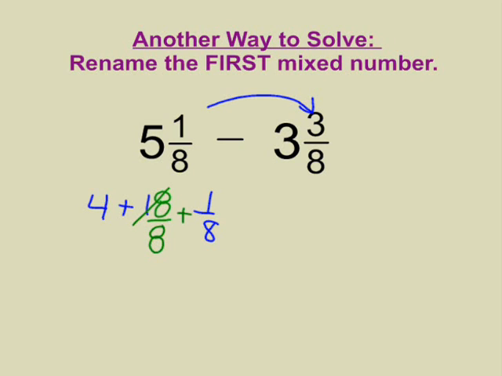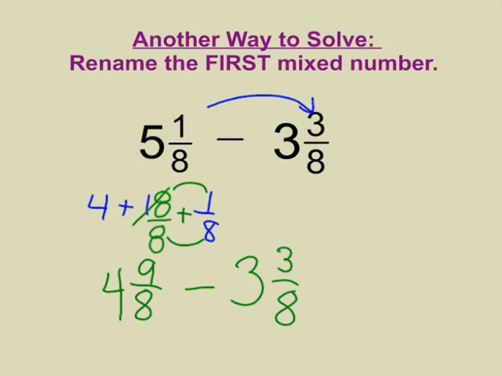So I can add all these together. So now my new problem is going to be 4 and 9/8 because I added 8 plus 1 is 9 and my denominator stayed the same. So 4 and 9/8. And then I'm going to subtract 3 and 3/8. Well, now I have no trouble subtracting because I can actually subtract 9 minus 3. 9 minus 3 would be 6. My denominator, well, it stays the same because my whole is still 8.